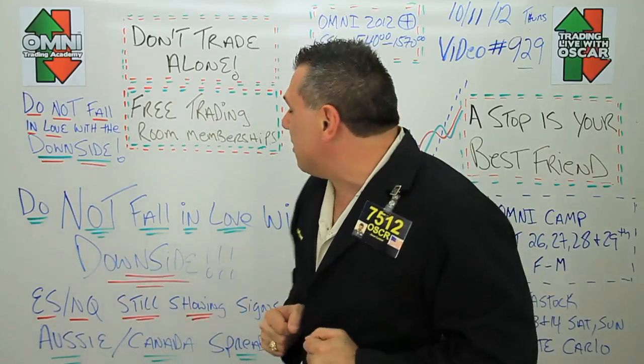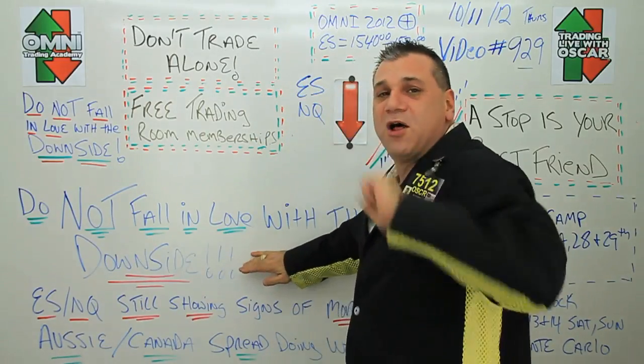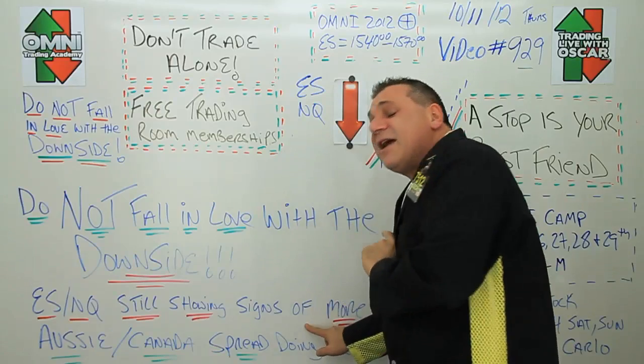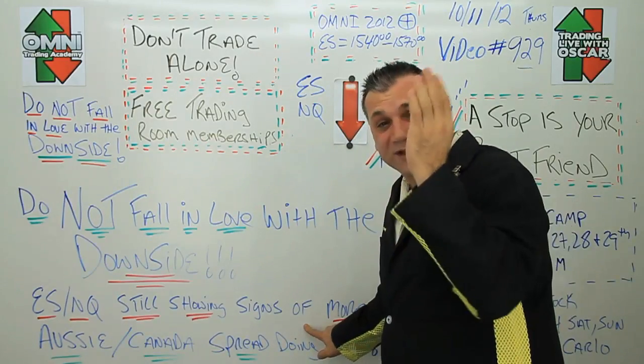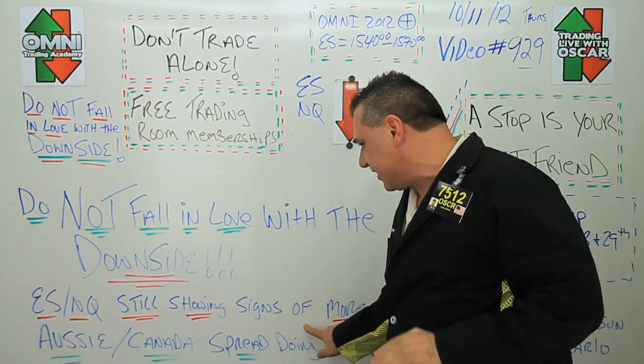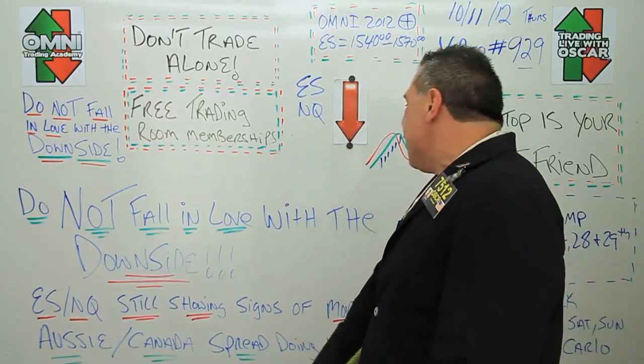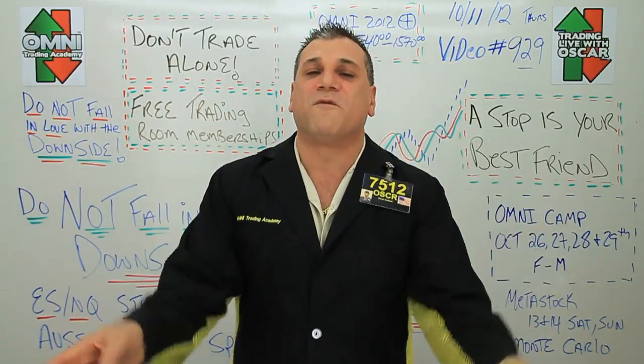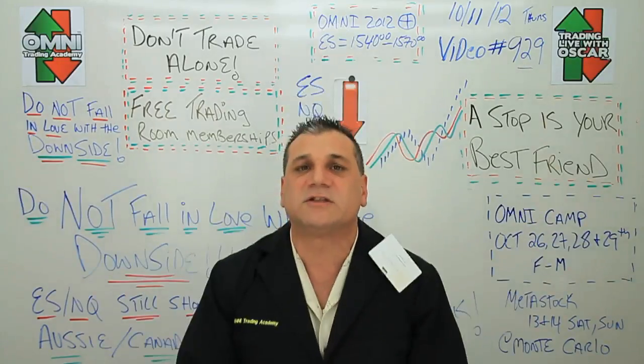Now, traders, I want to show you why you shouldn't fall in love with the downside. I want to show you that even though I don't want you in love with the downside, you still need to probably get short tonight into tomorrow, Thursday, at least for half the day. And I will show you how the Aussie-Canadian spread looks. With no further ado, let's go look at some charts.